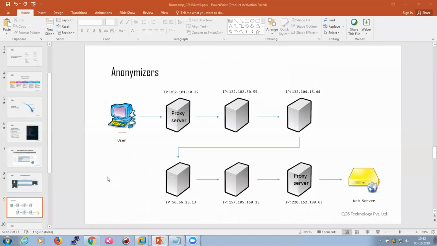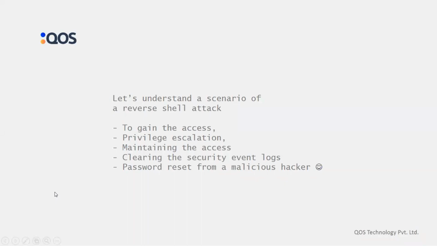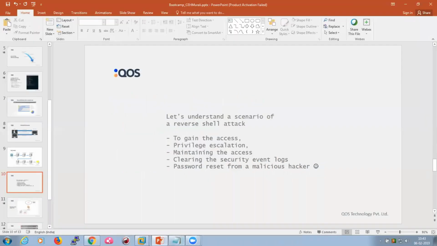So there is a demonstration I can show you. Let's see in a video that I have documented a scenario of a reverse shell attack to gain access and privilege escalation, maintaining the access using persistence, and clearing the logs and security events on Windows, including a password reset by the malicious hacker. So let's see those things.